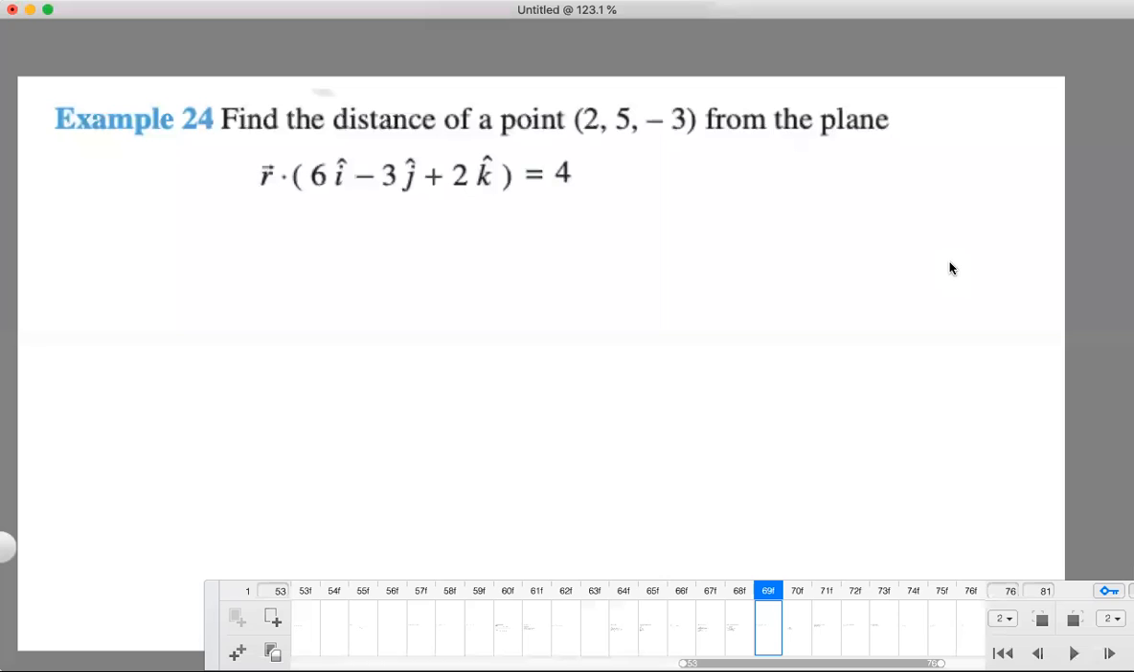So the distance between a point and a plane is the thing that we did last time. Usually what we did was that the form is r dot n is equal to d, and a point A is given, from which we have to find the distance from this plane. This is a plane and this is a position vector of a point.